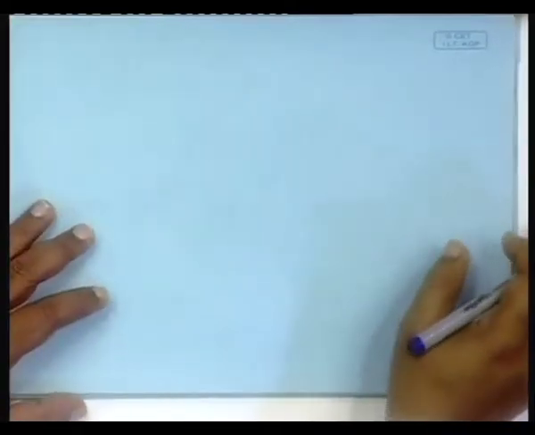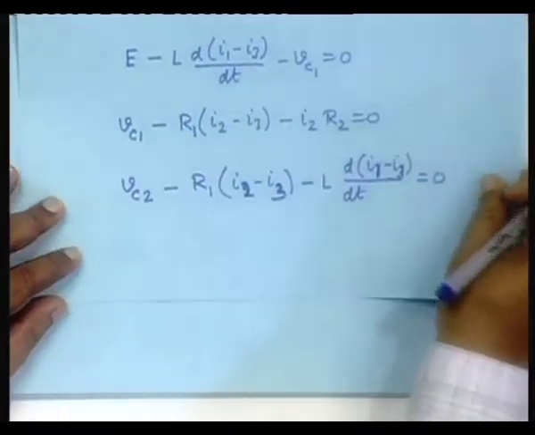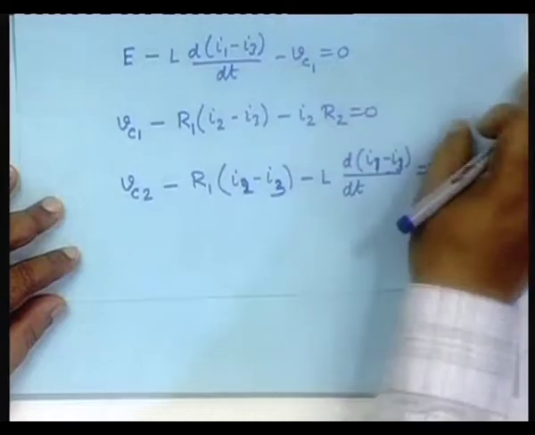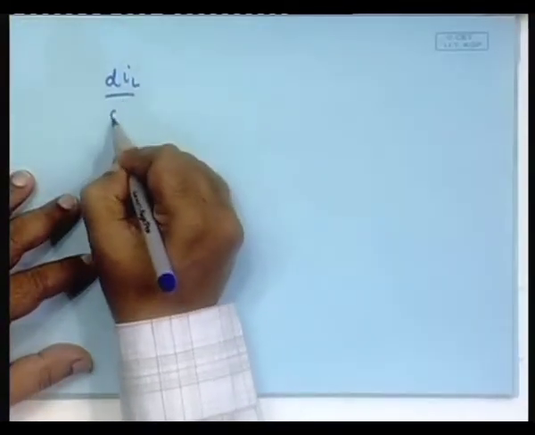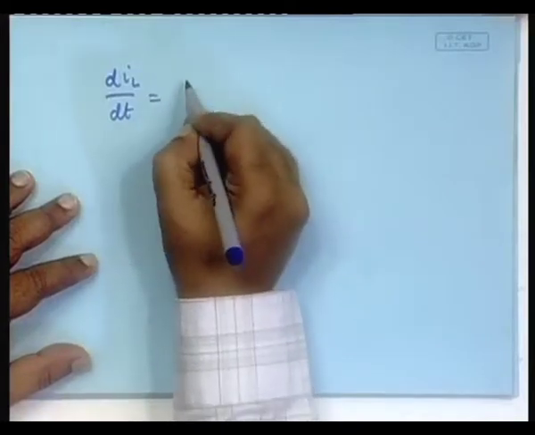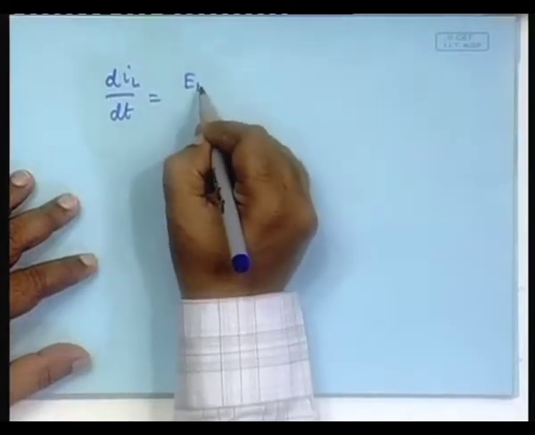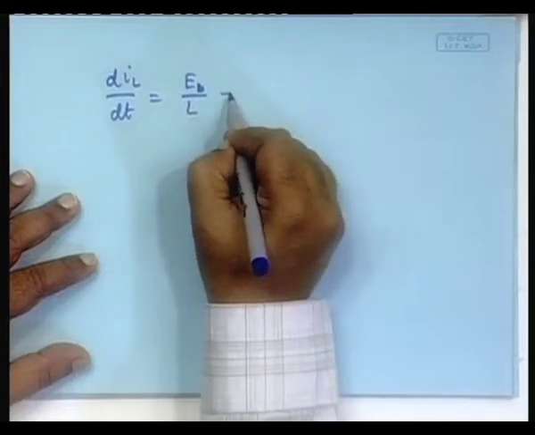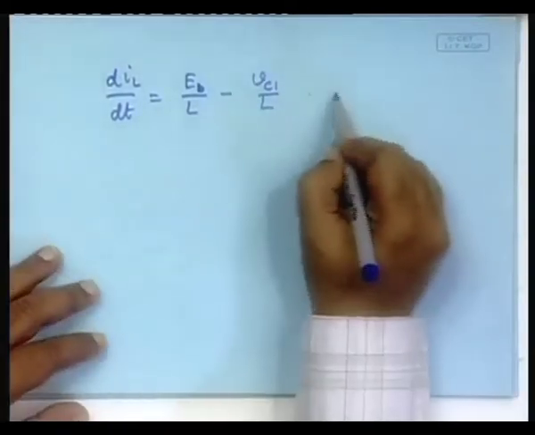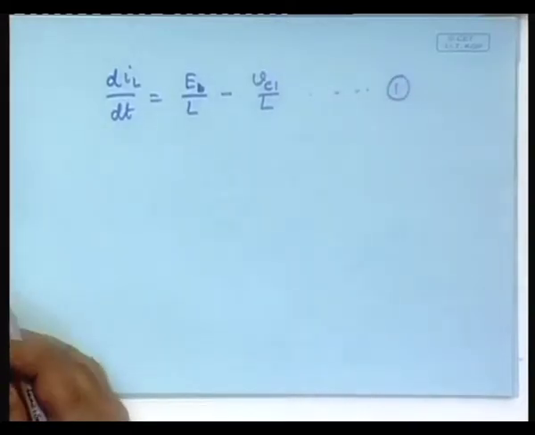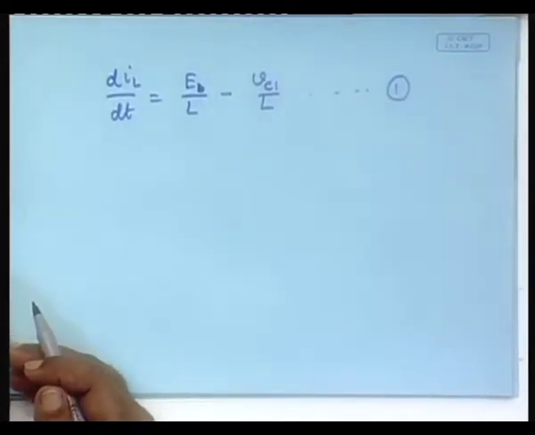Now, fine. So, we have written down the equations. Ultimately, we need to obtain the differential equation in terms of IL. So, just substitute it here, we get dIL/dt is equal to E by L minus Vc1 by L. One equation done, from the first.